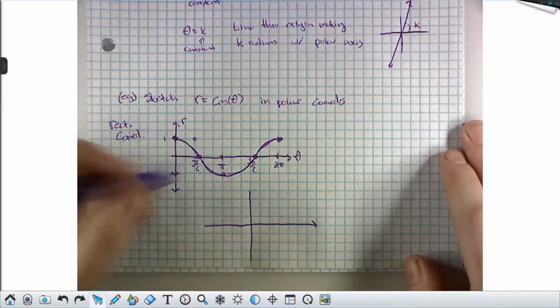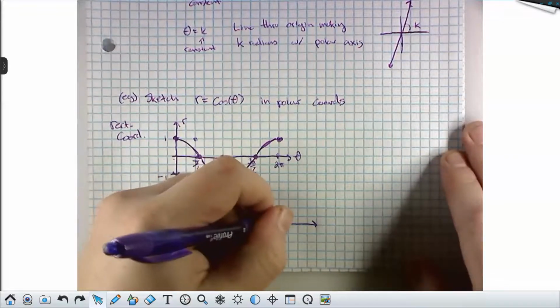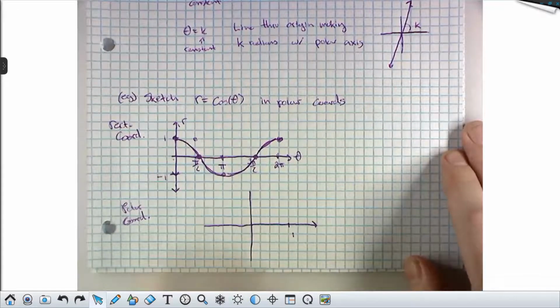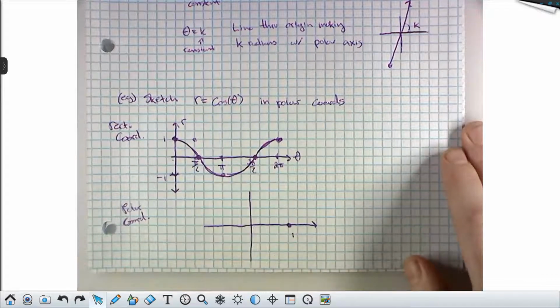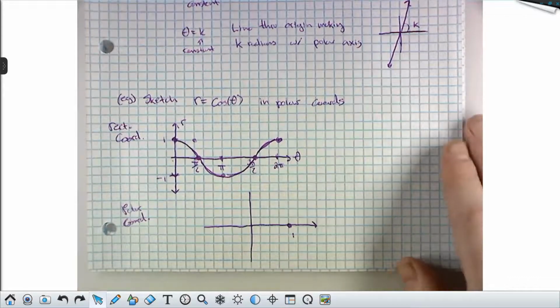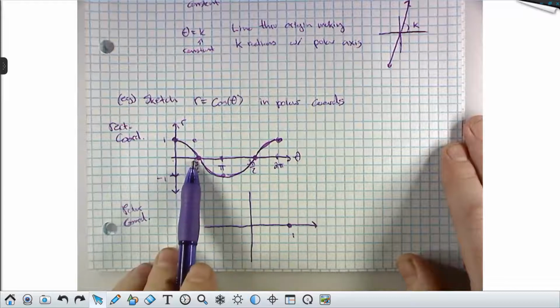So when theta is equal to 0, r is equal to 1. Let me mark this as 1 on my polar axis. Here's the polar point, 1, 0. R equals 1, theta equals 0. We always put r first. When theta is pi over 2, r has come all the way back to 0.